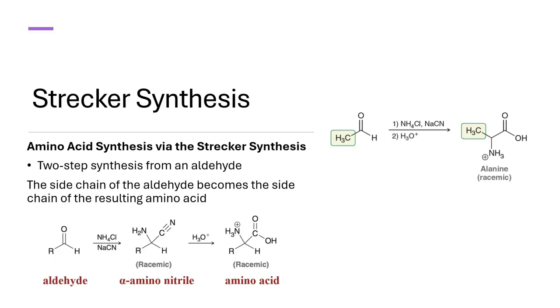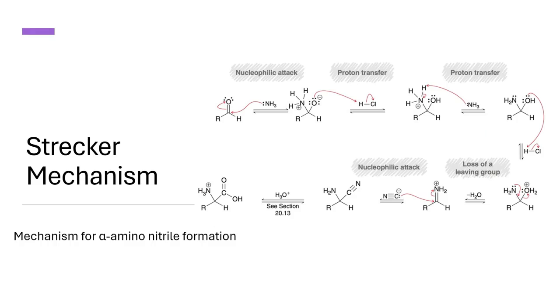Strecker mechanism. This is the mechanism for the alpha aminonitrile formation. In the first step, there's nucleophilic attack. Ammonia attacks the carbonyl carbon. The pi electrons are bumped up. Then there is a proton transfer, another proton transfer, removal of a proton from HCl, which will then result in the loss of the leaving group, water. This will undergo nucleophilic attack by cyanide. And then from this point, we can see that we end up with the formation of the carboxylic acid, recalling section 20.13 from the textbook.